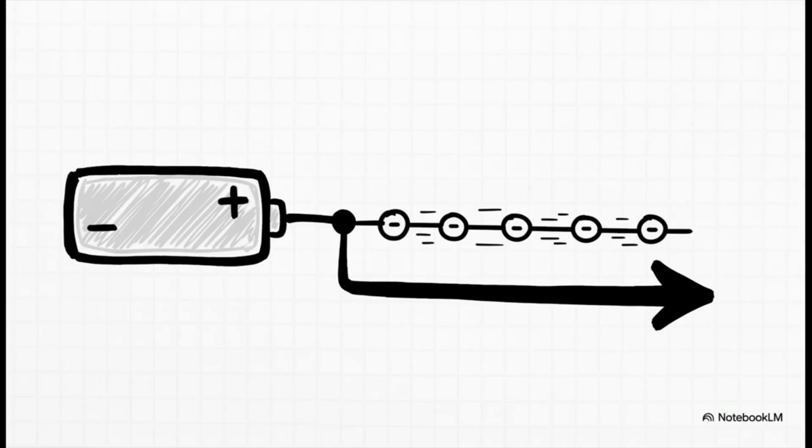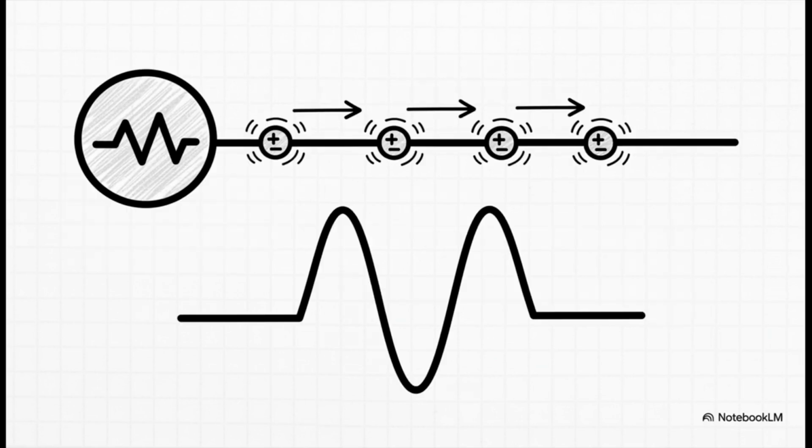First up, let's talk about direct current, or DC. This one is pretty easy to picture. The electrons are on a one-way street. They just flow steadily in one single direction. Think of it like water pouring out of a tank through a hose. Just a nice, constant, stable flow. Simple. And then you have alternating current, or AC.